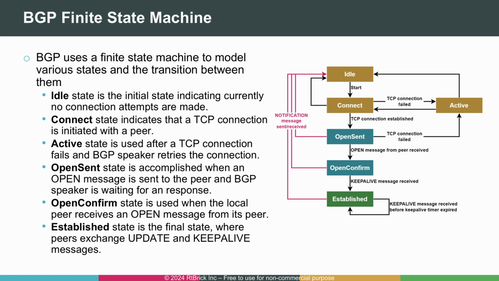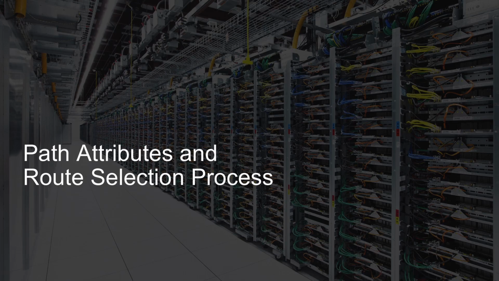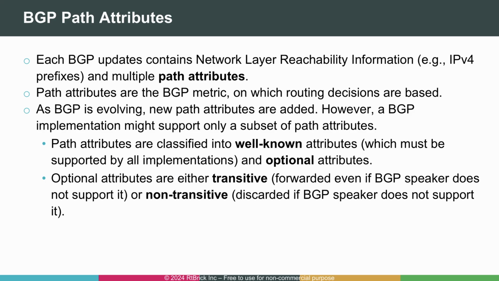Now that we are familiar with the basic mechanisms of BGP and the individual message types, we want to dive a little deeper into the path attributes and explain how they contribute to the route selection process. We have already mentioned that in BGP, a route consists of a list of destinations carried in the network layer reachability information field, for example, IPv4 prefixes, along with a path, which is represented by multiple path attributes.